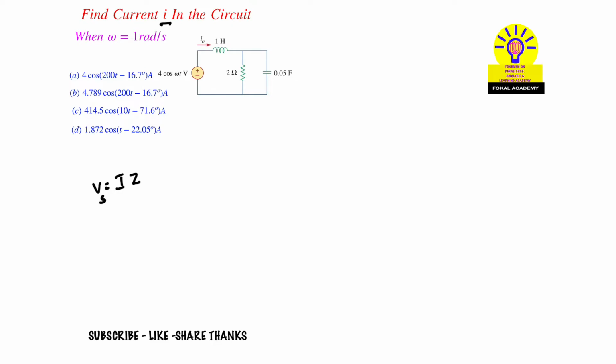So source voltage, source current and total impedance. How can you find the total impedance for the given circuit first of all? The capacitance is 0.05 Farad and the inductor is 1 Henry. So first of all convert these into impedances. Let Z1 be the impedance for the inductor, Z2 for the resistor and Z3 for the capacitor. First of all find the impedances for each component.